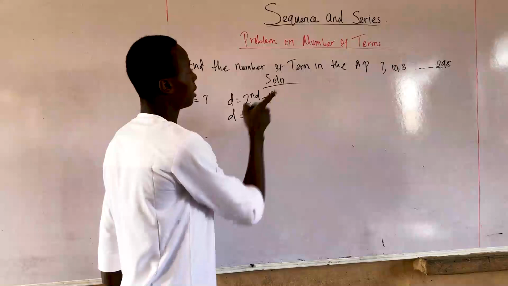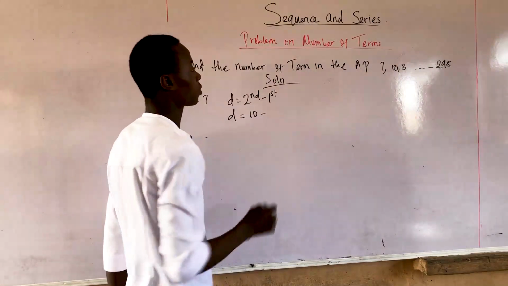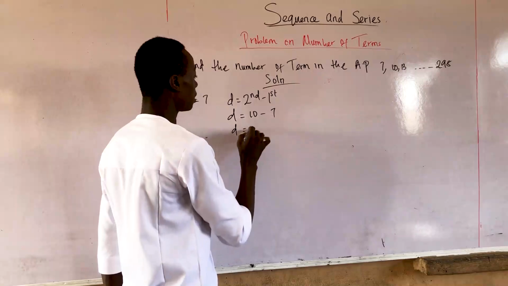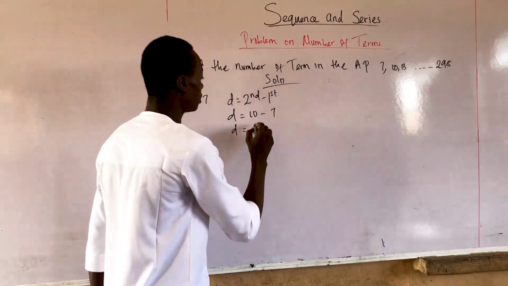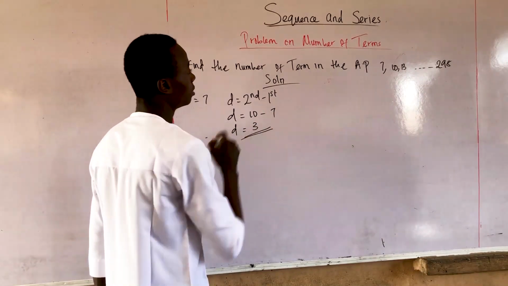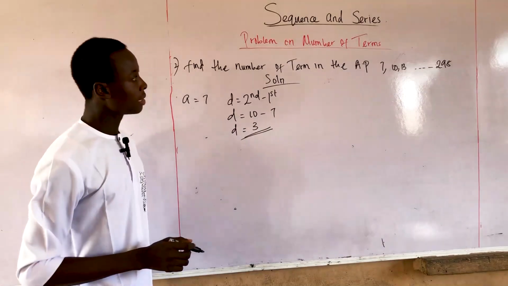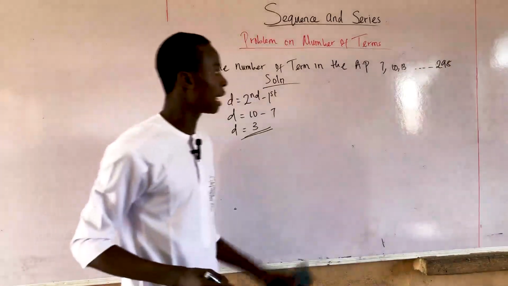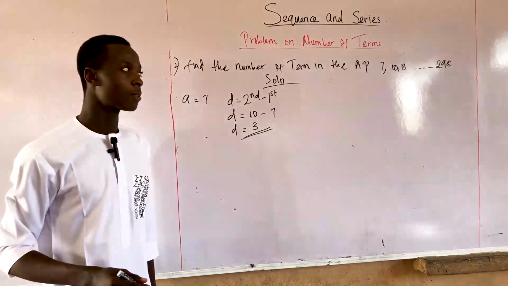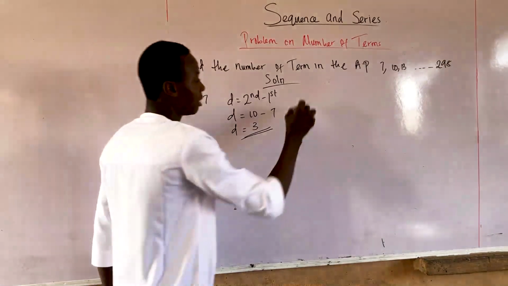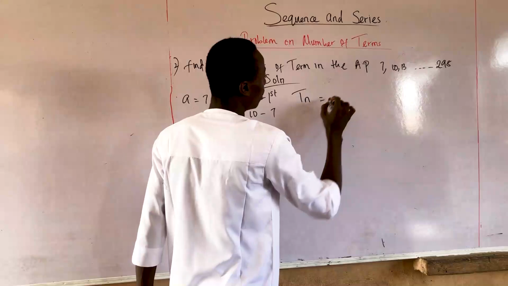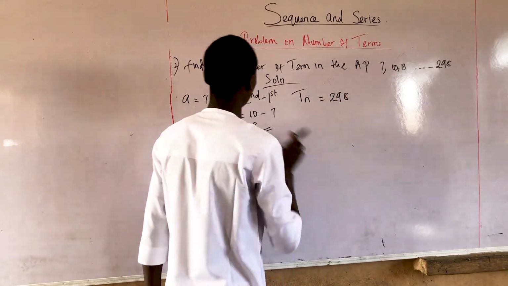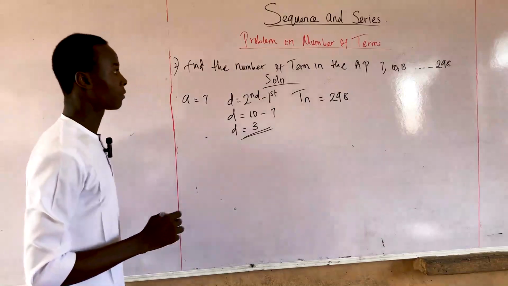Our second term here is 10, minus our first term, which is 7. Therefore, the common difference is 10 minus 7, which is 3. Also, the 298 at the end: who can tell me what 298 is? You are correct. It is the last term. We talked about it earlier. So our last term is equal to 298. We have all we need to find the number of terms.